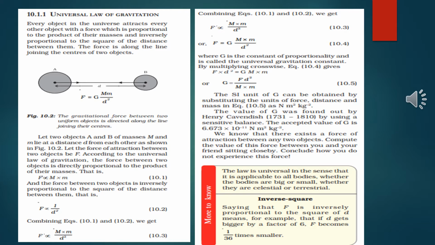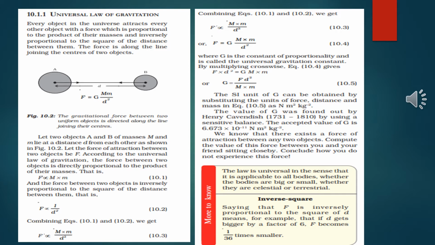And this force of attraction depends on two factors. One is the product of the masses of the two objects, and the other is the distance between the two objects. If the product of the masses increases, then the force of attraction also increases. If the product of the masses decreases, then the force of attraction also decreases. So you can say the force of attraction is directly proportional to the product of the masses.